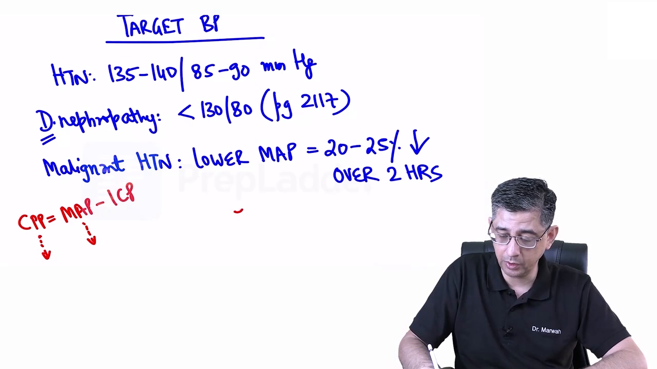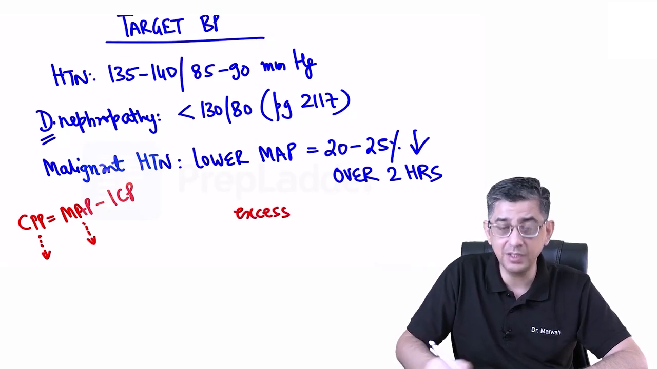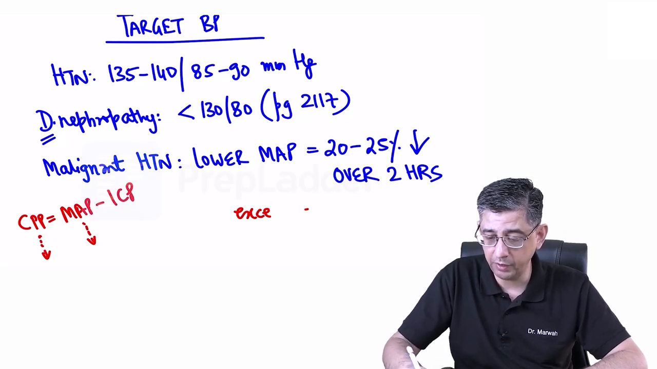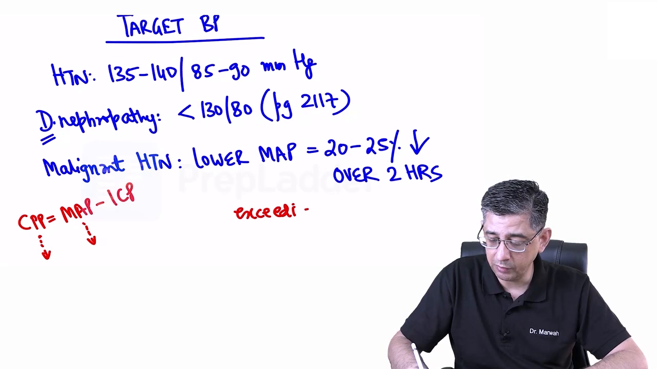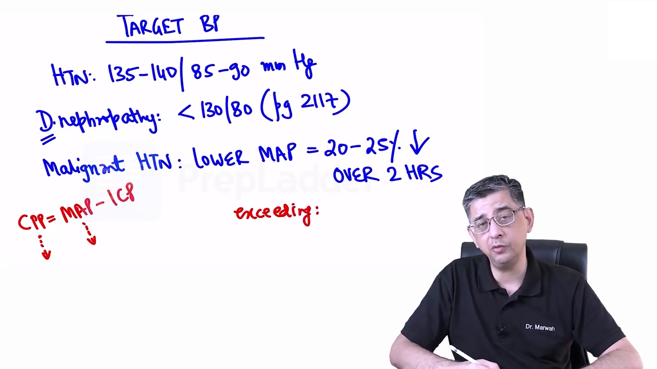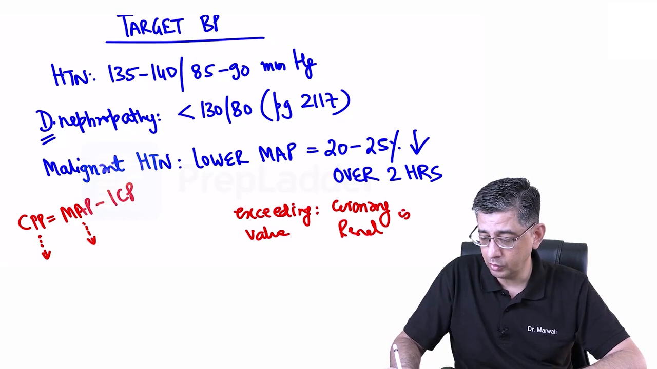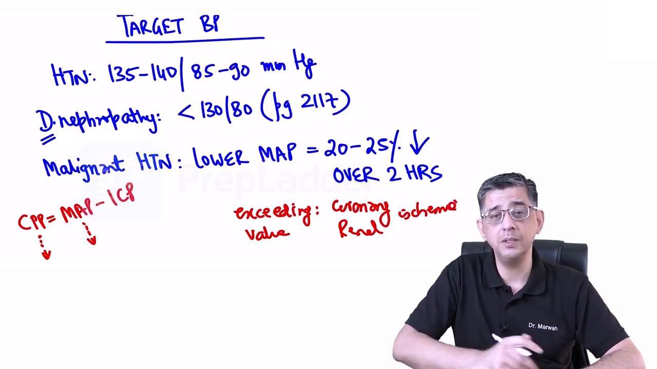The query of a lot of students is, sir, what if we exceed this? If you exceed this mathematical value, then not only there will be worsening of CNS perfusion, but even exceeding this value can contribute to compromise of the coronary circulation. It can contribute to renal ischemia. So multi-organ damage can be seen.